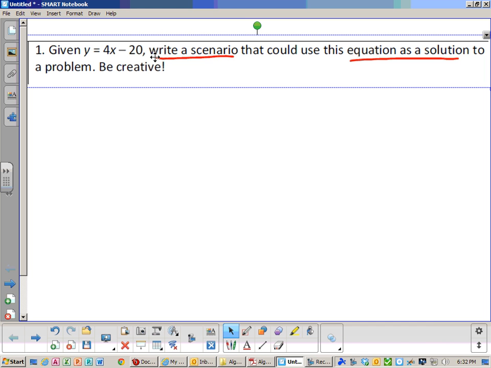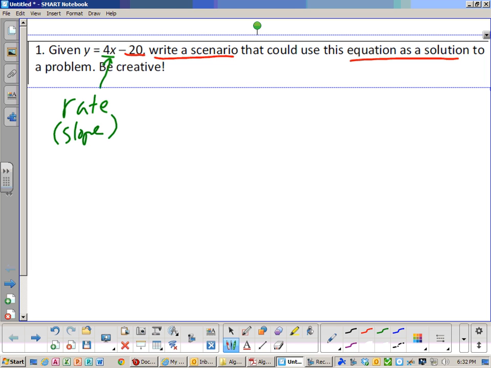Well, there's something you need to know about this problem. For one, you need to know what that represents, and then you also need to know what this represents. All right, make a note that the 4 is a rate. Why? Because that's your slope. The number that's always next to the x is your slope, is your rate.